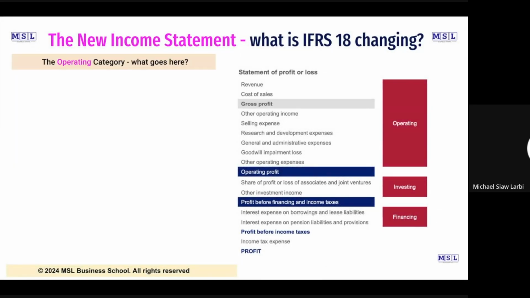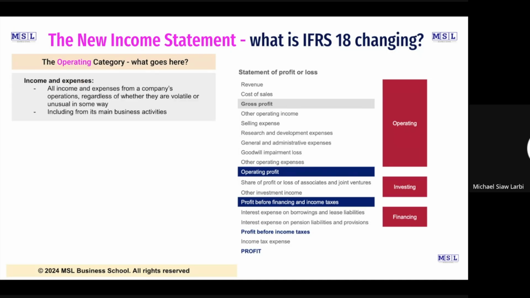The next thing we need to know is, I mentioned operating, investing, financing. What goes into each of these 3 headings? So let's start with income and expenses, right? So operating category, you put here all income and expense from a company's operations, regardless of whether they are volatile or unusual. As long as it comes from your core business activity, it should be operating. But I mentioned MBAs, right? We'll come to that. The main business activity, it has some changes we need to look at. So operating category will take all income, all expenses from your operations, right?